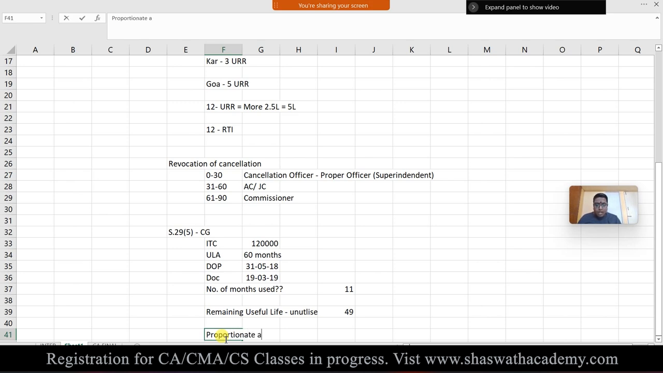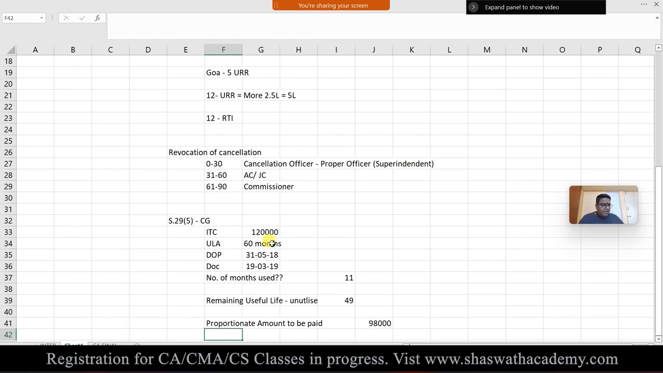Proportionate amount to be paid. Why, sir, I have to pay this amount? Because I am cancelling. I am not using the capital goods for the desired period of 5 years. Before that itself, I am getting cancelled. So, the amount to be paid on account of capital goods on cancellation is 1,20,000 ITC divided by 60 multiplied by 49. I will end up paying 98,000.